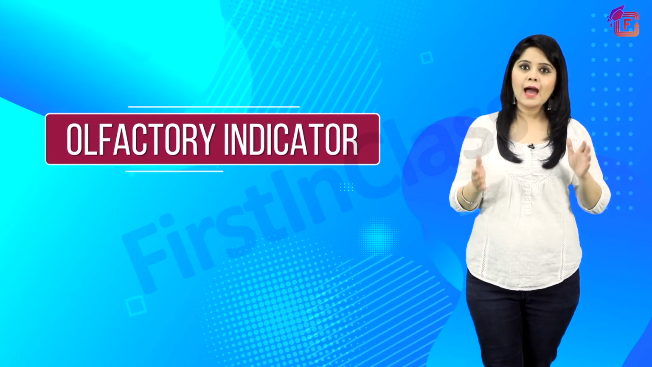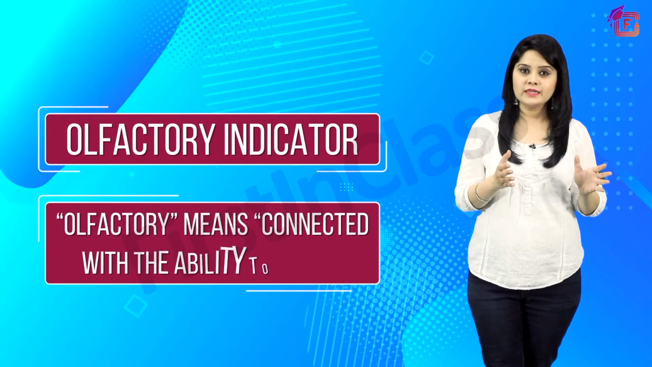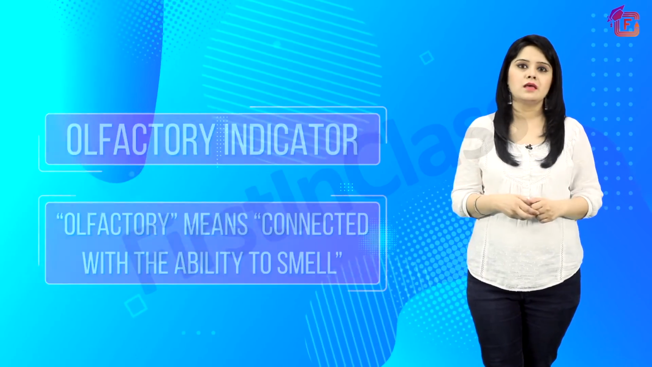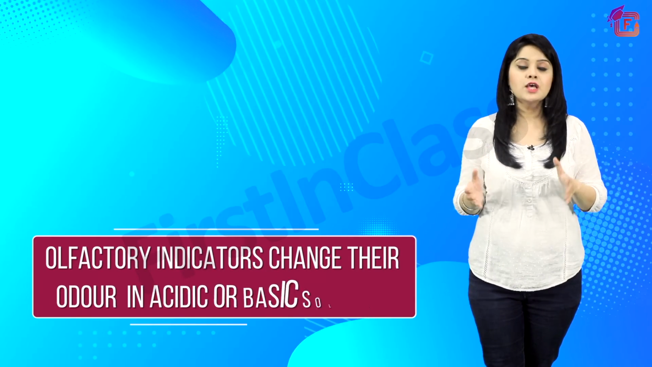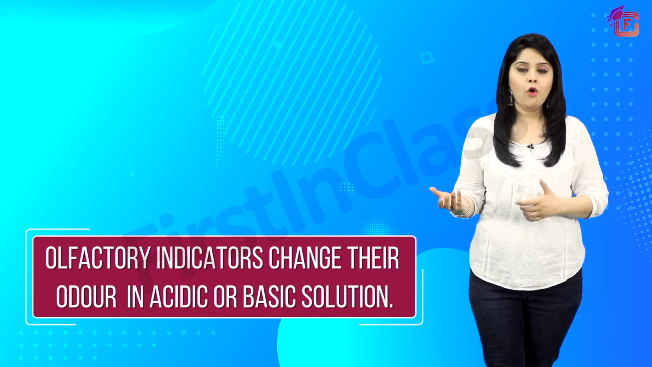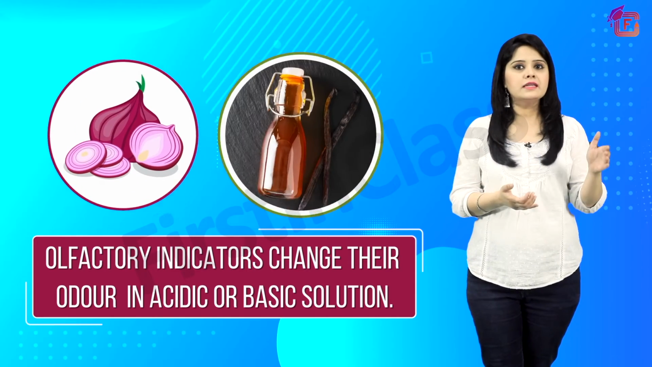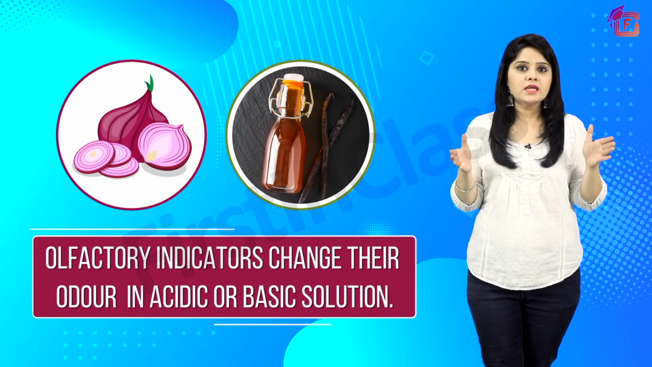As per the Cambridge Dictionary, the meaning of olfactory is connected with the ability to smell. So we can say that olfactory indicators are substances whose characteristic smell or odor changes in acidic or basic solution. Now, onion and vanilla are some of the common examples of the olfactory indicators.